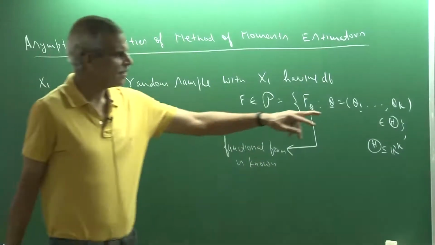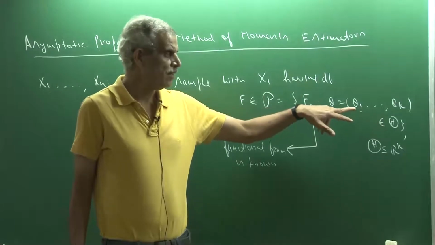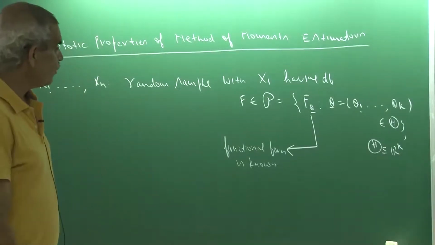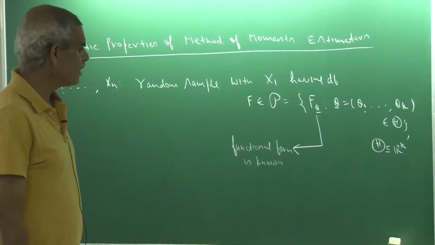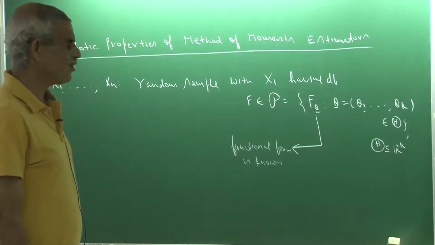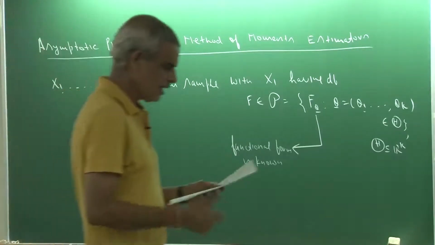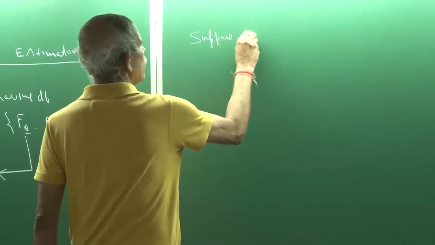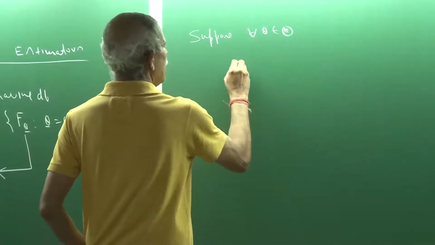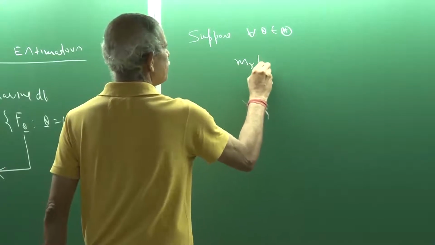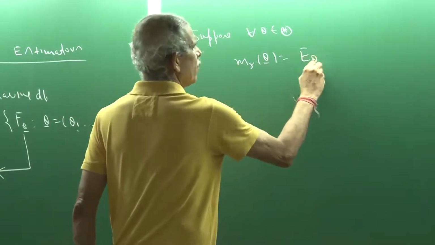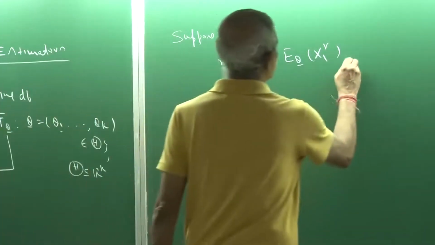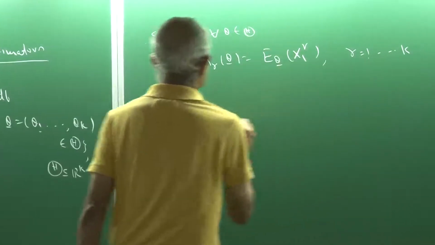So I need to get k equations because I have to solve for theta 1, theta 2, ..., theta k. The minimal condition which I need is that the k moments of F exist. In other words, suppose for every theta, m_r(theta), which is the expected value of X1 to the power r, for r equal to 1 to k, exists.